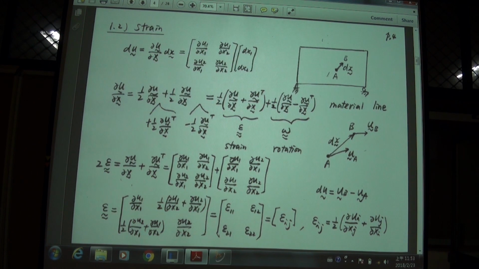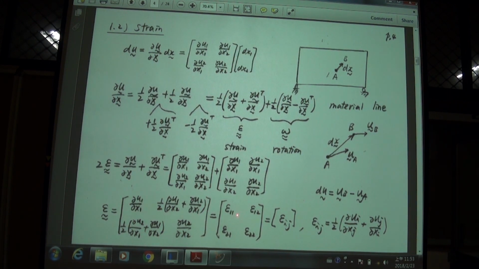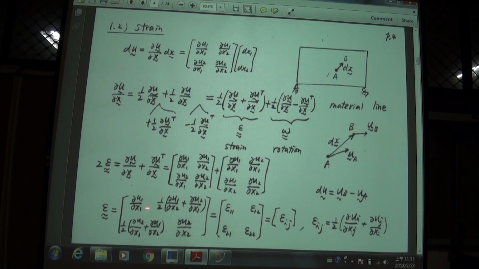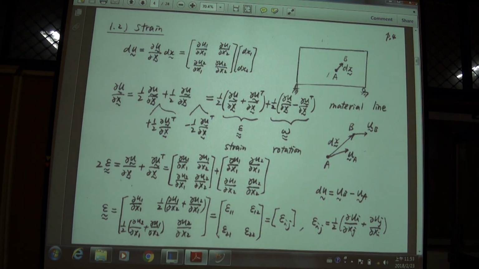We can also write it in component form. Epsilon 1,1 equals this one. Epsilon 1,2 equals this one. Epsilon 2,1 equals this one. Epsilon 2,2 equals this one. And then these four components can be rewritten in indicial form: epsilon ij equals 1/2 partial ui partial xj plus partial uj partial xi. We will come back to this notation later.